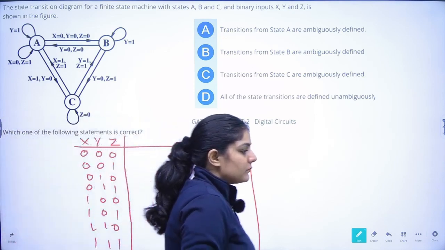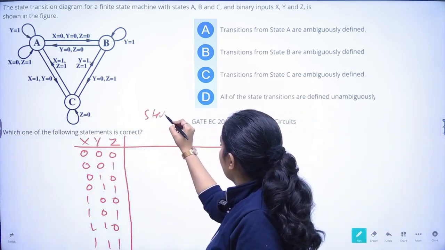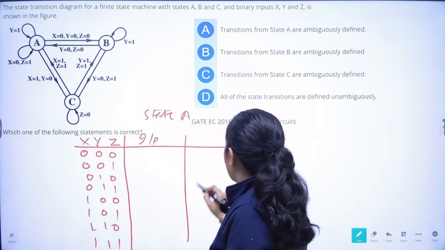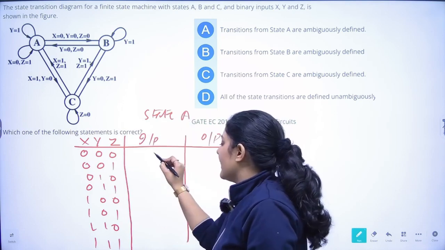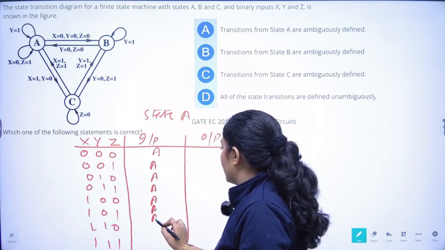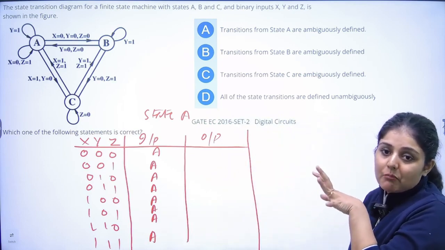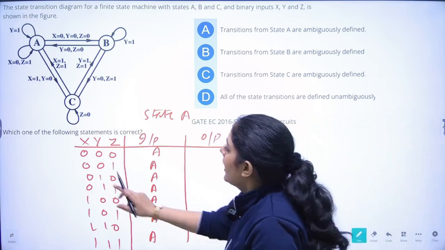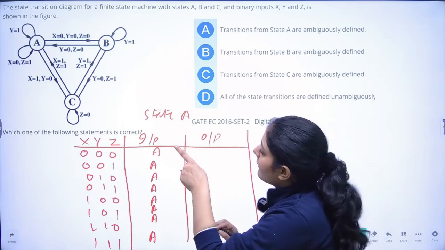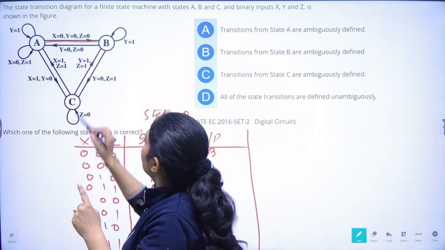Right. Now, for state A, the input will always be A only, and we have to check the output for any ambiguity. At x = 0, y = 0, the output from A goes to B. We can easily see it's going to B.